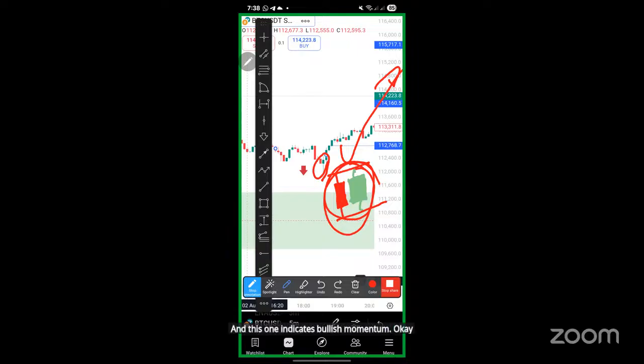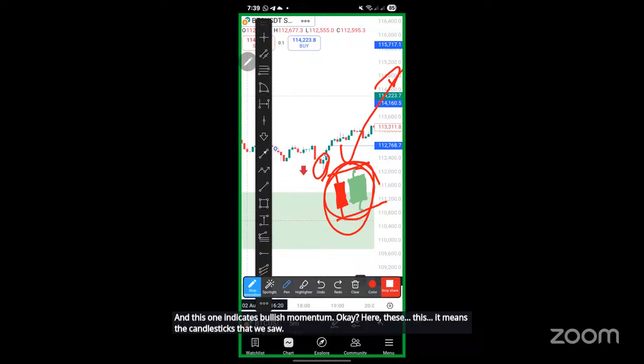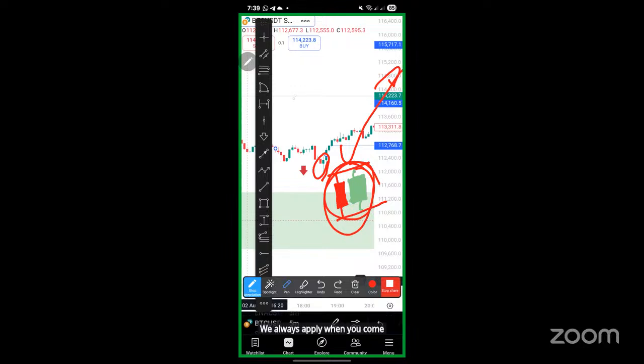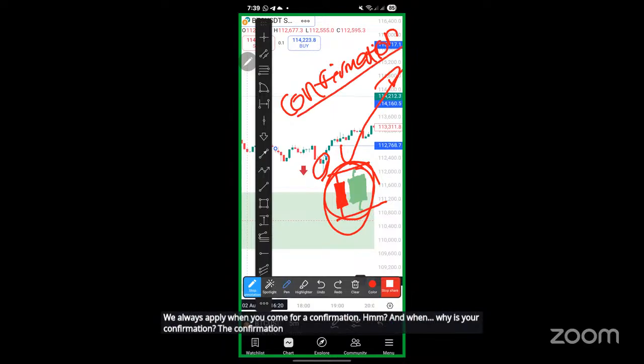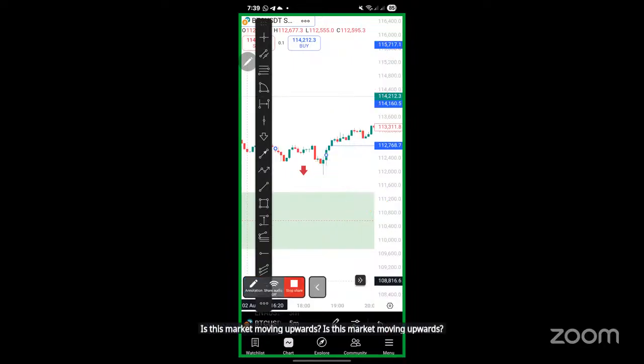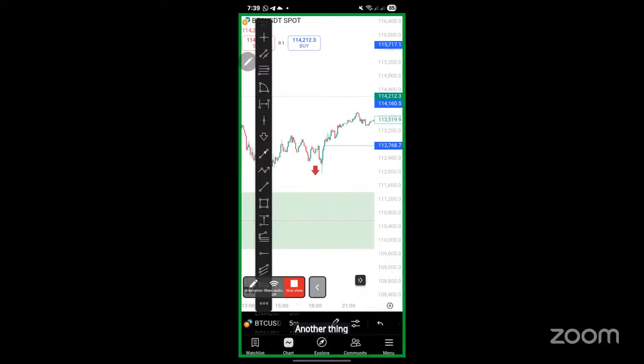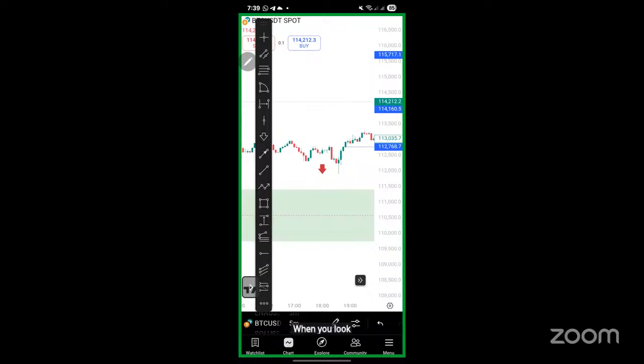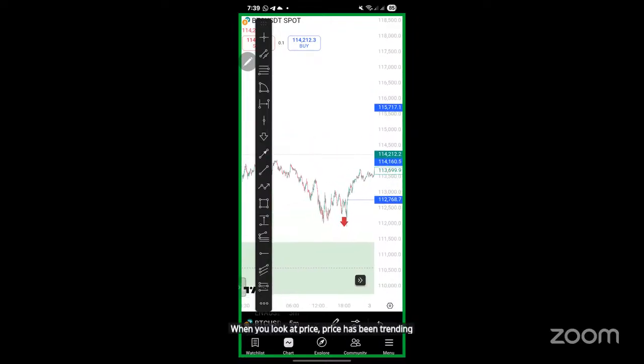The candlesticks that we saw will always apply when you come for a confirmation. And why do you need confirmation? The confirmation tells you to really confirm: is this market moving upwards? Another thing you can use to confirm the market: you can see that price has been trending downwards all the time.